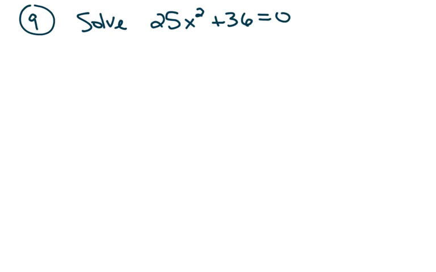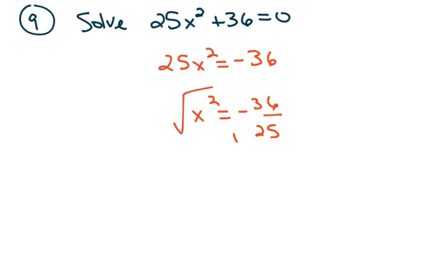Number 9, solve 25x squared plus 36 equals 0. And it even tells you it will be imaginary numbers. We didn't even need to tell you that. The fastest way to solve a quadratic that does not have a linear term is to first subtract the 36, divide by 25, and then you will square root both sides. You got your square root of a negative, which you know is going to be imaginary.